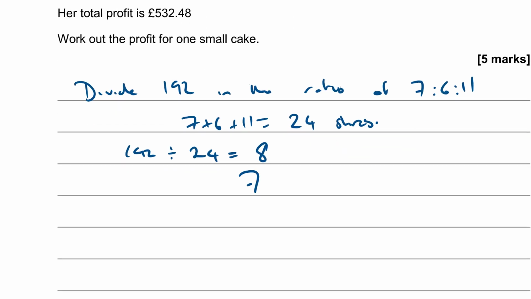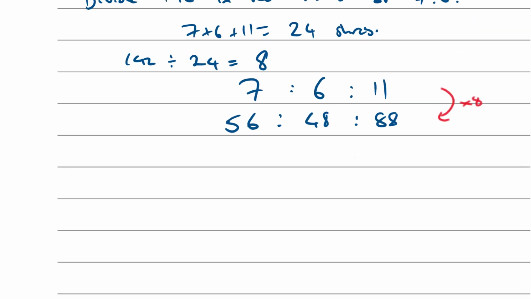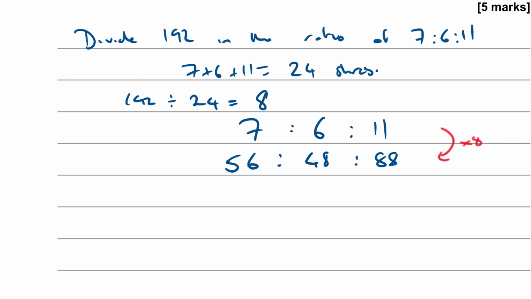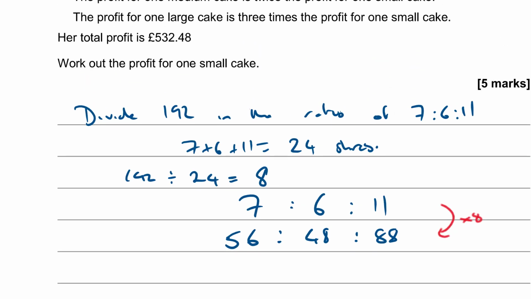So taking our ratio of 7 to 6 to 11 and scaling up by a factor of 8, 7 eights are 56, 6 eights are 48, and 11 eights are 88. Always a good job here just to double check your working. Add up the 3 numbers, just double check that they add up to, oh, sorry, add up to 192, which they do. So I'm happy with that. So what was what? That was small, medium, large, wasn't it? So it's going to be 56 small cakes, 48 medium cakes, and 88 large cakes.